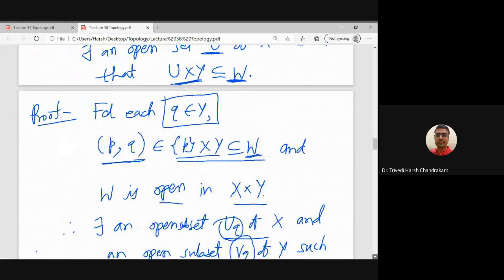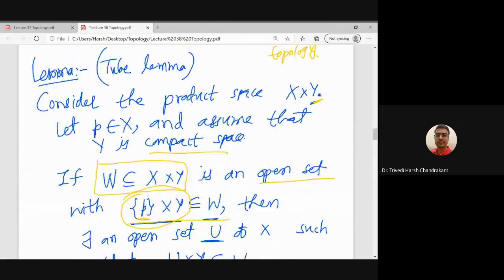So we start with a particular element of Y. Let q be an element of capital Y, and we know that we have already fixed the element p of X. So p is a given element of X.